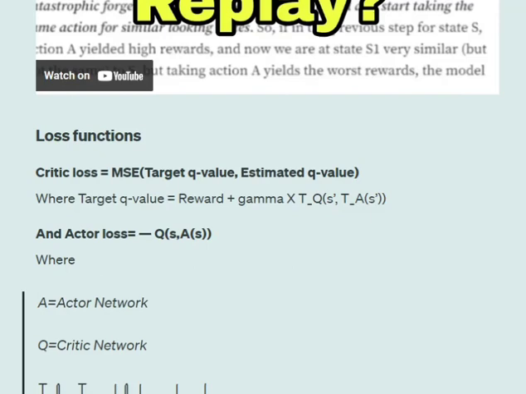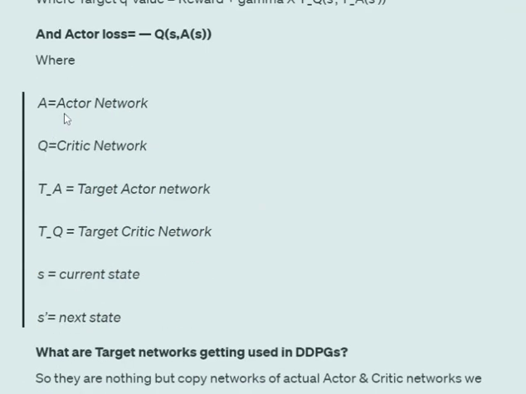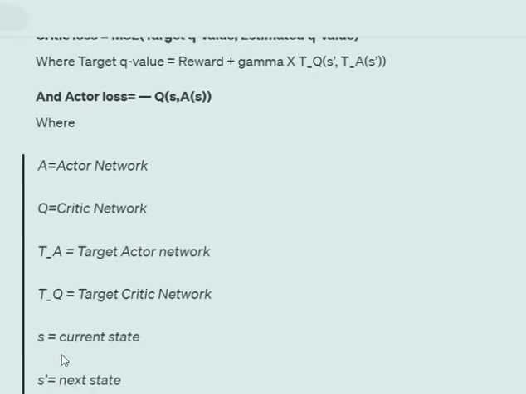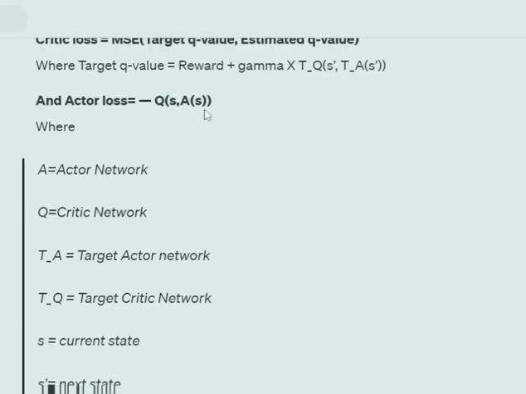Whereas the actor's loss is now minus the critic's Q value for the current state-action pair. So Q means that it is the actual critic network. Here you can see A is the actor network, as mentioned here. Q is the critic network. TA is the target actor network. TQ is the target critic network. S is the current state, as is mentioned here.